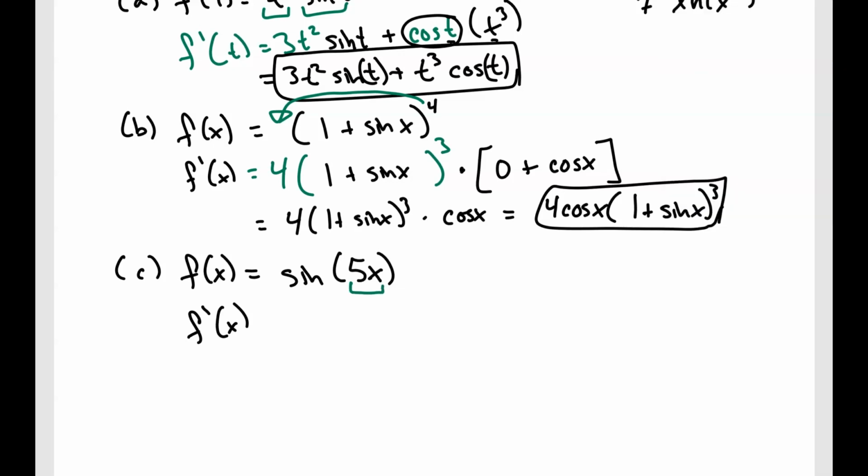That's the inside. So we have to take the derivative of the outside, which is the sine. The derivative of sine is just cosine. Leave the inside by itself, and then multiply it by the derivative of the inside, which is going to be 5. It's going to be 5 cosine of 5x.